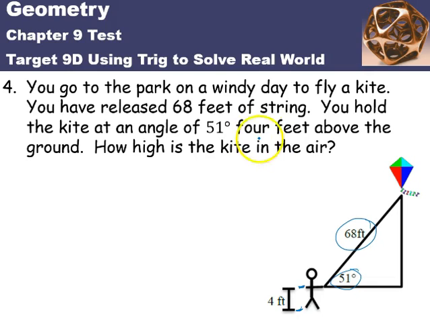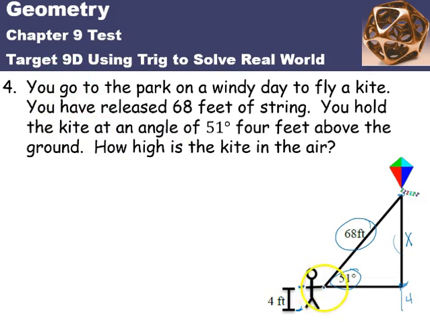Okay, and I'm looking for how high is the kite in the air. So that's this. How high is the kite right here? And to find that, I need to find this. But that's not going to give me the height of the kite. It's just going to give me from here to here. But remember, the kite is also this much off the ground. So that 4 feet off the ground. So when I find this x, I'm going to have to add 4 to it to get exactly how tall the kite is, right?